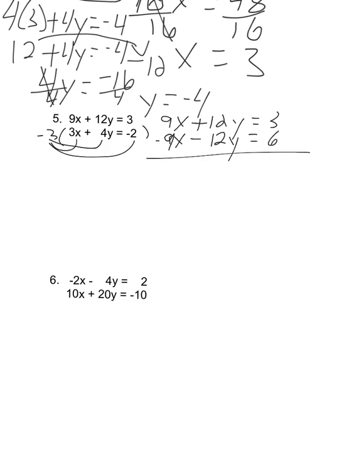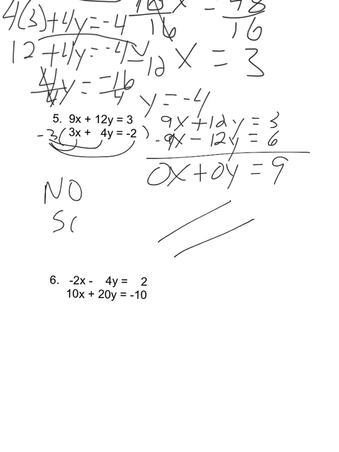And we see that our y's cancel off, but also our x's cancel off. 0x plus 0y equals 9. Anytime I have both my x and my y canceling, but not the other number, that means that these lines, if I were to put them in y equals, they're parallel. Which means that if I graphed them, they would never ever cross. So this is no solution. It will never have an intersection.